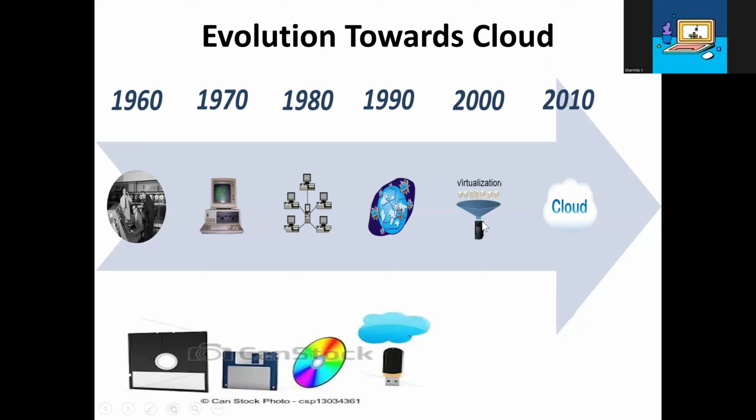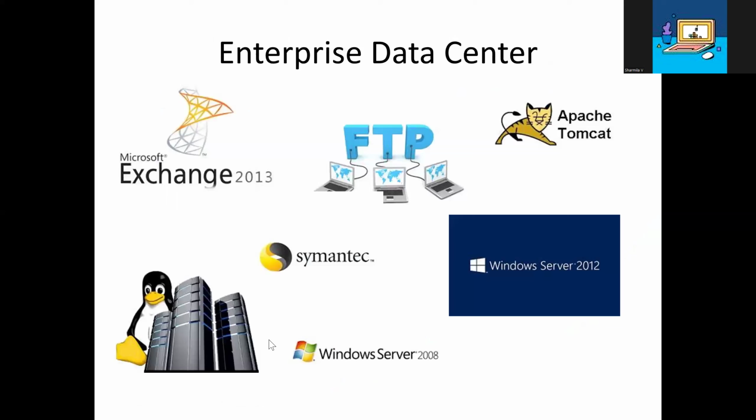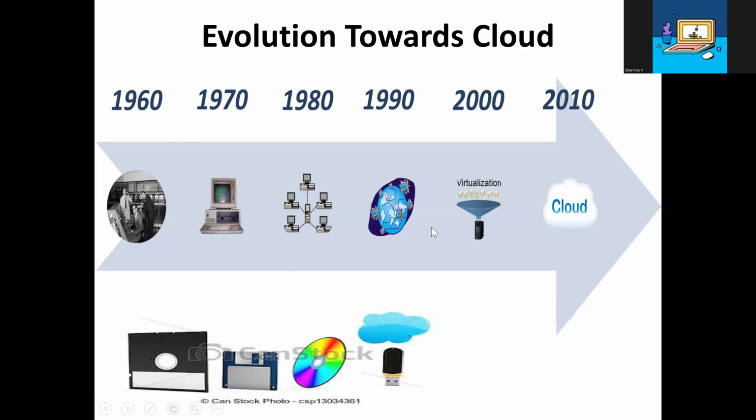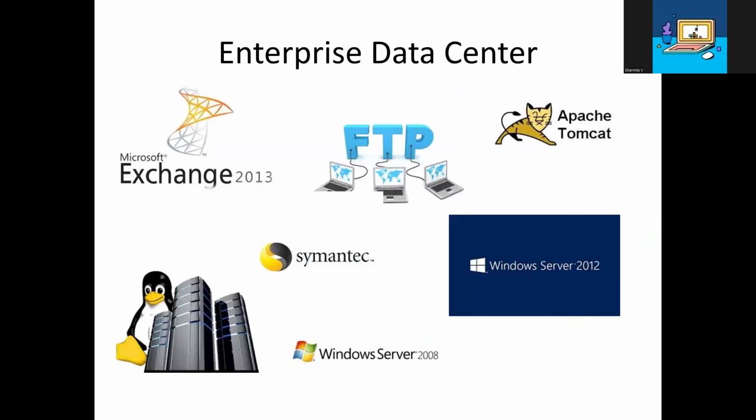When the cloud evolves, we have things like CD, floppy disk, and pen drives. These are the previous generation devices. In the cloud enterprise data center, there are different types of interfaces: Microsoft, FTP, Apache, Symantec, Windows Server. These are the different Windows systems.